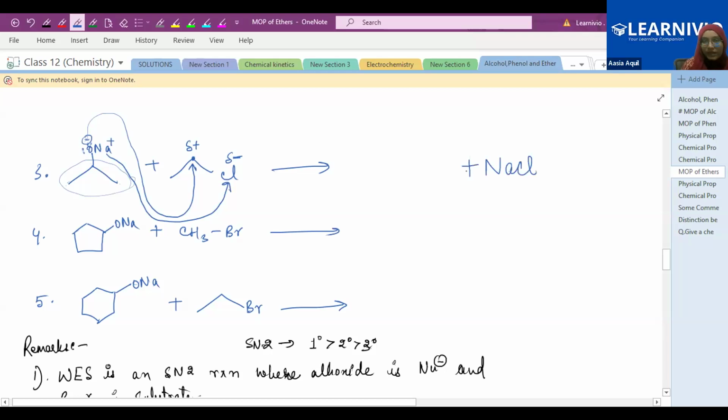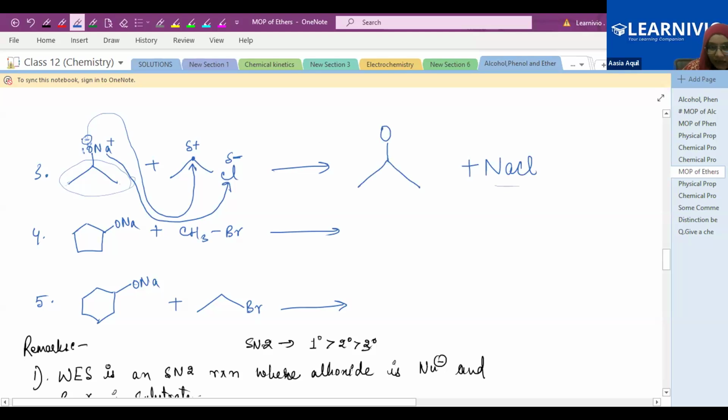Salt will be formed. Now here, first you will draw this three-carbon chain. And on the second carbon, what is attached? Oxygen. On the second carbon, oxygen is attached. Now the sodium has been removed from here. Sodium has formed a bond with what? With chlorine, as sodium chloride, and sodium chloride has been removed.